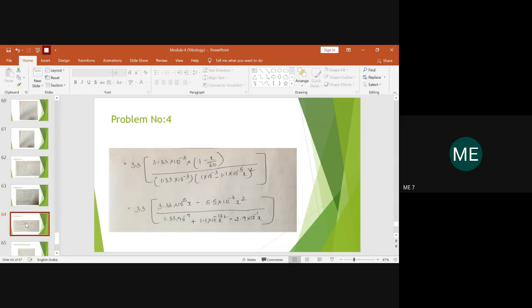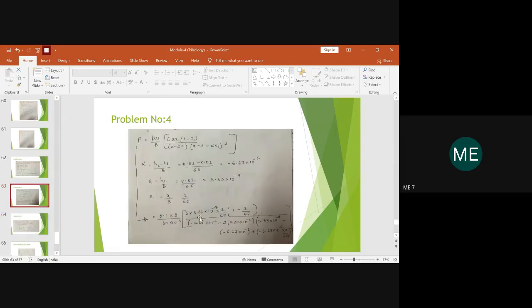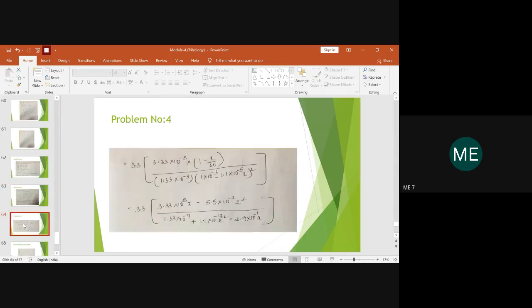Similarly, denominator part, this entire thing you have to simplify. All these are known values. Only this is the x term which is unknown. All these are known values. You will simplify it. And the denominator should end up with 1.33 into 10 raised to minus 3. Again 1.1 into 10 raised to minus 3. Minus of 1.1 into 10 raised to minus 5 x whole square. So this is how it ends with respect to x.